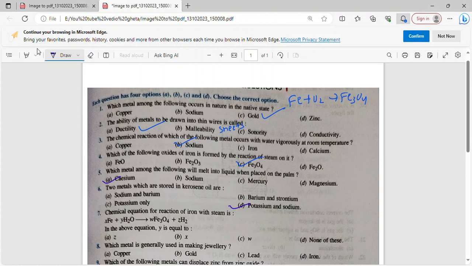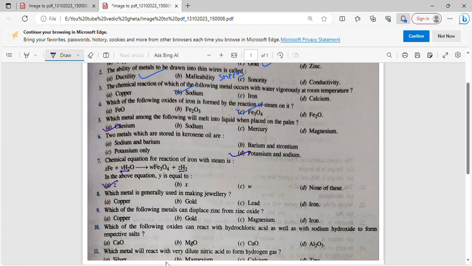Okay, this y is there. It is equal to what? See, how many oxygens are required? y is obviously equal to z, right? Because the number of hydrogens on this side and this side should be the same. So the option should be A, right? Correct. Okay, let's go to the next question.